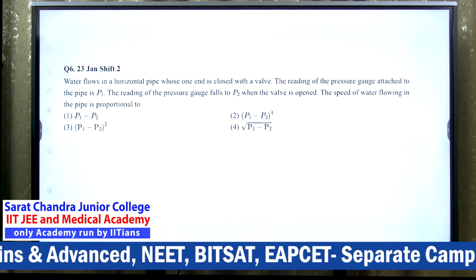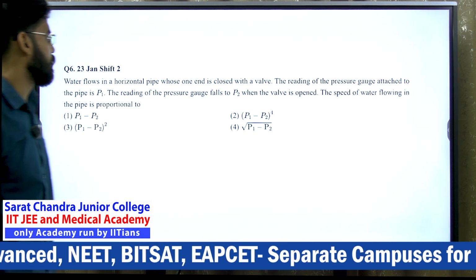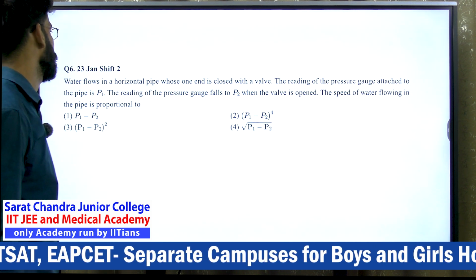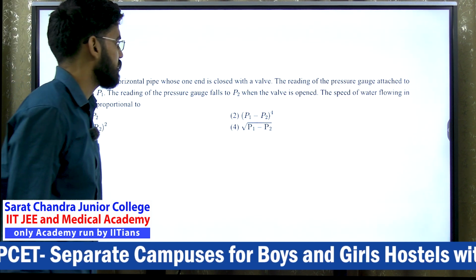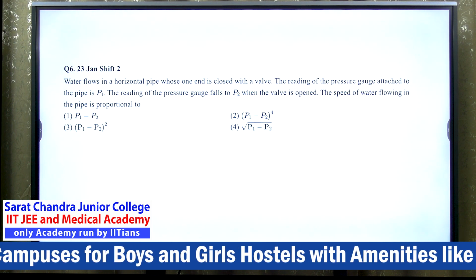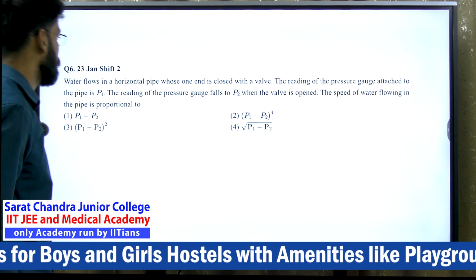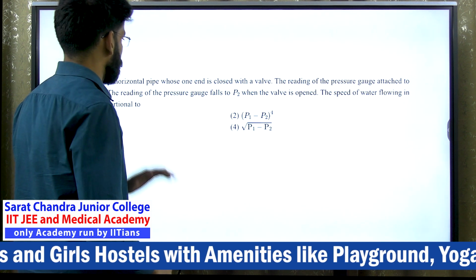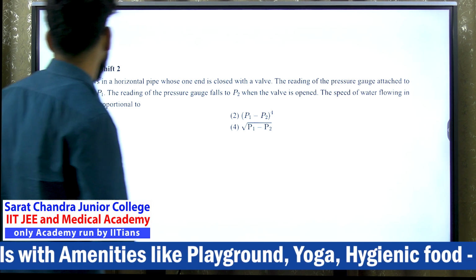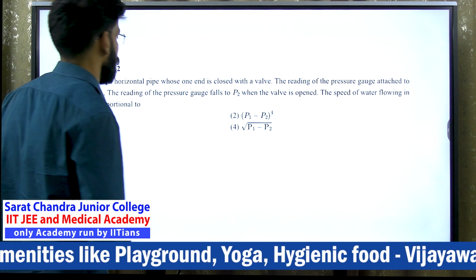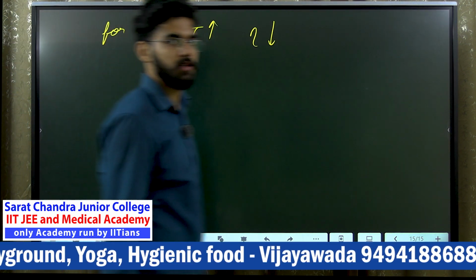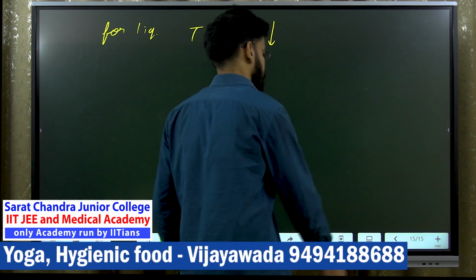Next, see, water flows in a horizontal pipe whose one end is closed with a valve. The reading of the pressure gauge attached to the pipe is P1. The reading of the pressure gauge falls to P2 when the valve is opened. The speed of water flow in the pipe is proportional to what? Basically it is saying before opening, the inside pressure is P1 and outside pressure is P2.